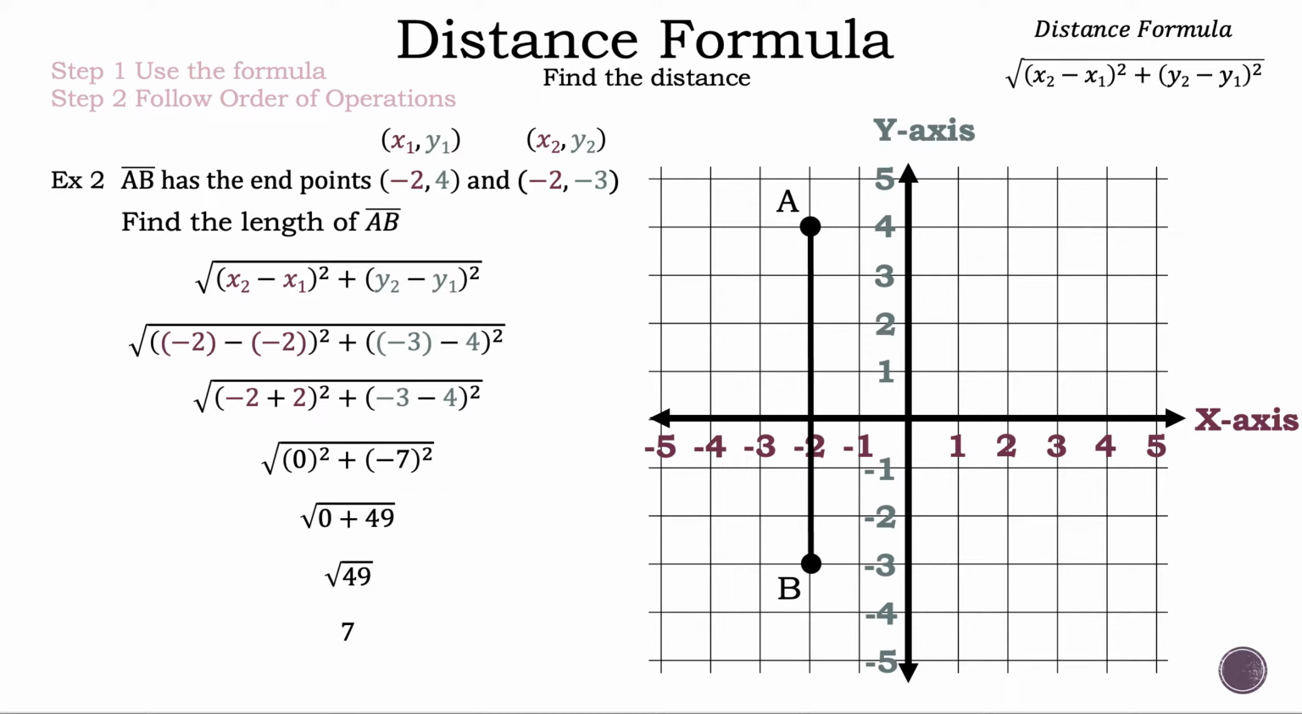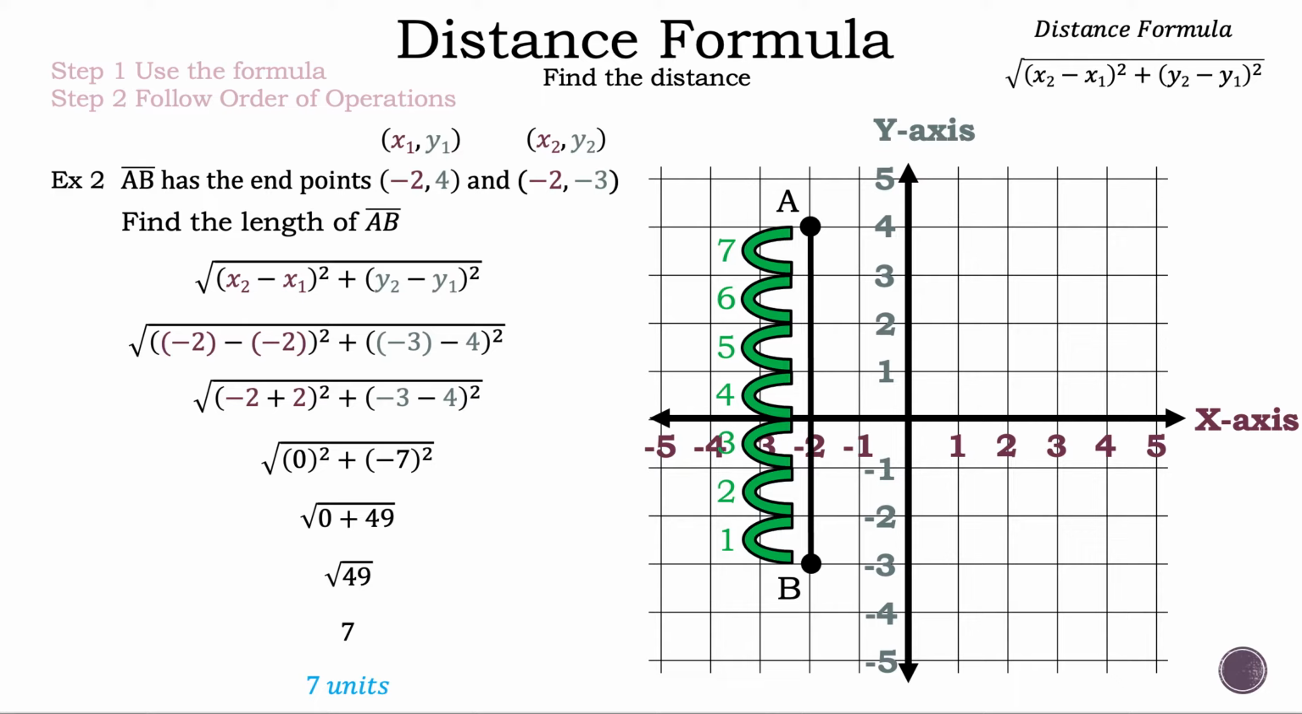Can't forget our units. Since we're talking about distance and they didn't give us a measurement in the question, our answer for this question is 7 units. Now, let's use a graph to show you why this is the case. So we're going to go ahead and start counting from B to A. So we have 1, 2, 3, 4, 5, 6, and 7. So we used the graph to show you that the answer is also 7 units.